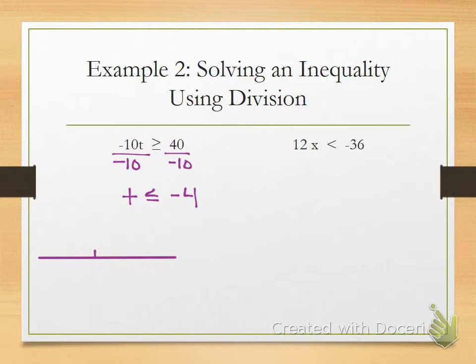All right, divided by a negative, so I flip my inequality. Negative 4, negative 5, negative 6, negative 3, and negative 2. Open or closed dot on negative 4? All right, and does my arrow go left or right? To the left, less than. All right, go ahead and solve the second one.